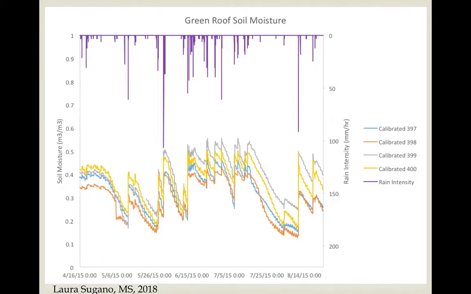Was there a common pattern in terms of the upper part of the roof being drier than the lower part of the roof? No, there really wasn't. So 397 was in our top position, 400 was in our bottom position, and you can see that we did not see sort of a drying trend from the top of the slope to the bottom of the slope. And so we concluded that because of these really uniform hydrologic properties on the roof, we didn't see any consistent patterns of spatial variation.